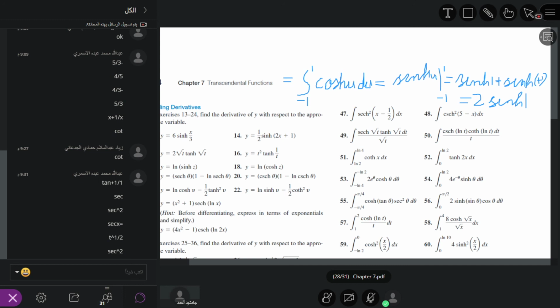Let u is equal to tan theta. Now derivative of tan theta is equal to sec square theta. First we put lower limit, then we put upper limit. So the lower limit is minus 1, upper limit is 1. Thus we get cosine hyperbolic u du. Its antiderivative is sine hyperbolic u. So upper limit minus lower limit gives sine hyperbolic 1 plus sine hyperbolic 1, so 2 sine hyperbolic 1. This is the answer of our question.